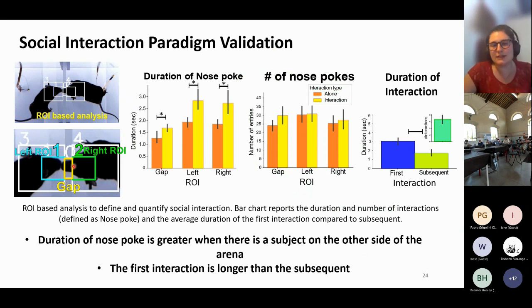To validate and quantify social interaction, we performed ROI-based analysis using a custom-made algorithm to determine the number and the duration of nose-pokes when the subjects are alone, indicated in orange, and when both subjects are present, in yellow. The number and the duration of nose-pokes are greater when there is a second subject on the other side of the arena. So mice spend more time near the gap when a second subject is present. And also, on average, the first nose-poke interaction is longer compared to the subsequent ones.